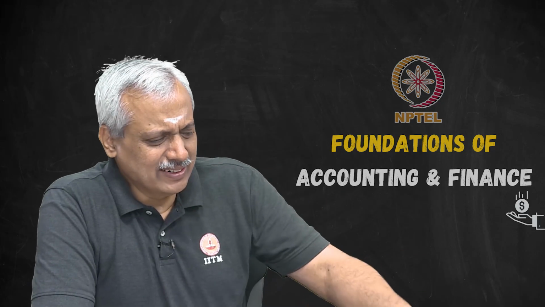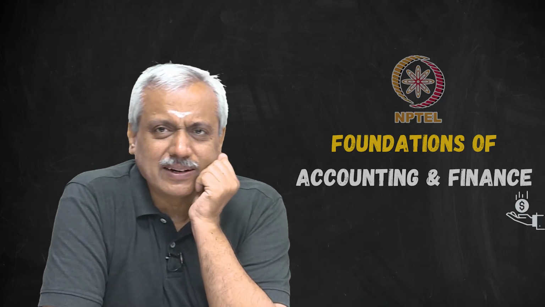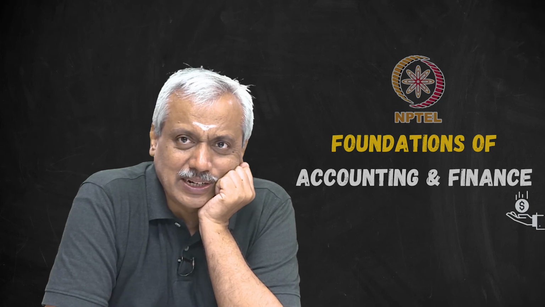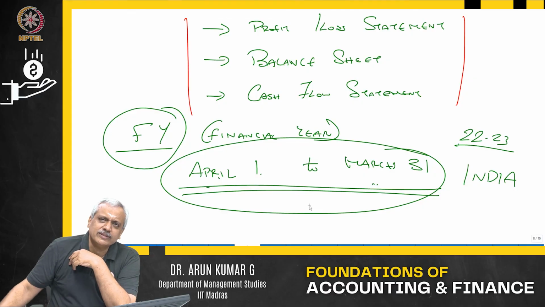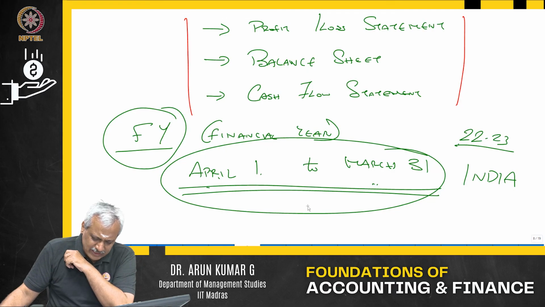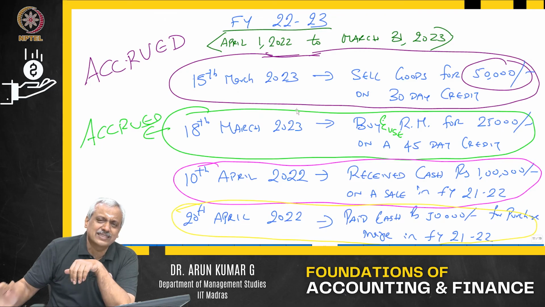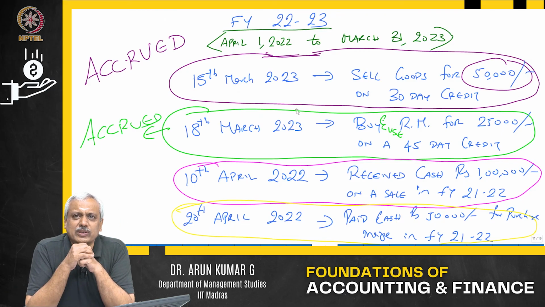In the last session, we talked about P&L, balance sheet, cash flow statement. I just mentioned it, though I did not describe it. I did talk about what is a financial year. We did talk about the contents of the income statement, that is our income and expenditure statement, as revenue and expenditure, as you can see on the screen. We did talk about the accrual concept. For explaining the accrual concept, I did take some examples also.